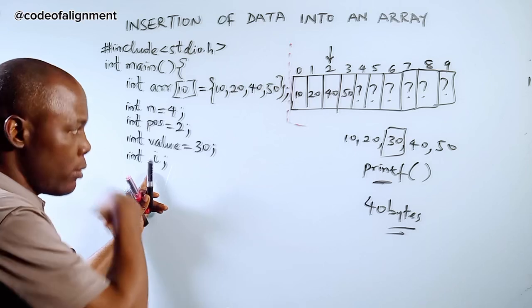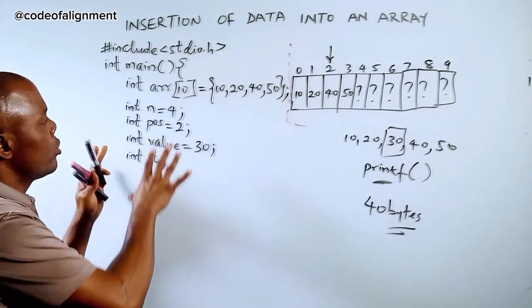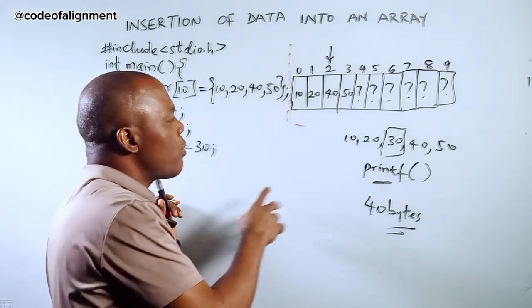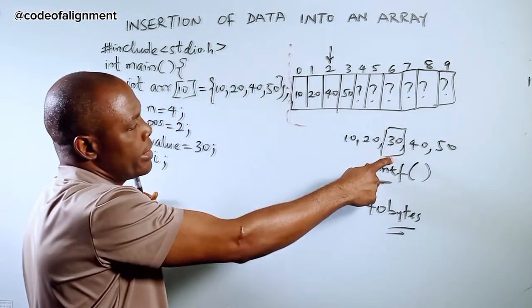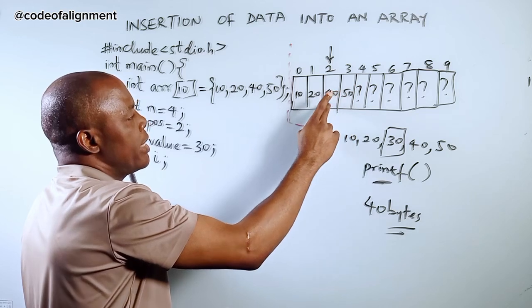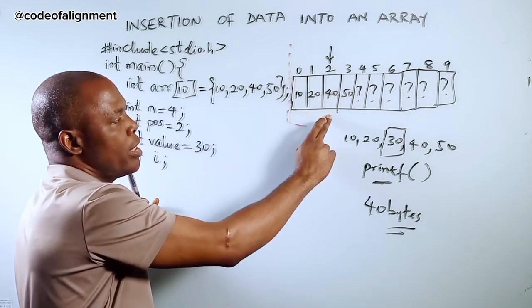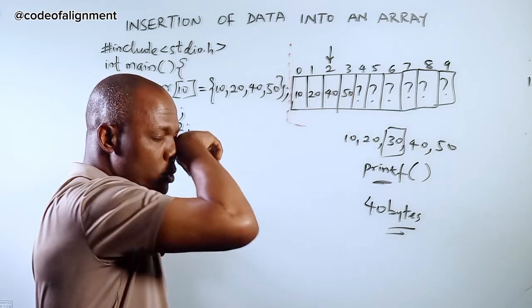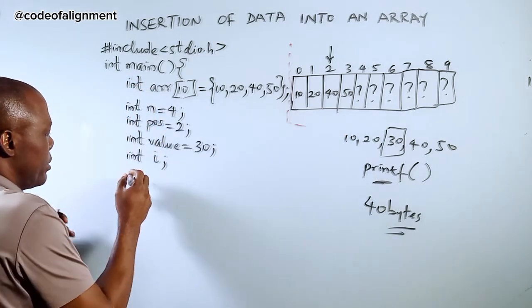So I'm going to declare it here. So this is done. Because I want to insert 30, I have to shift this element, then shift this one, so that I will have space to insert the 30. So I'm using a for loop. I will say for.